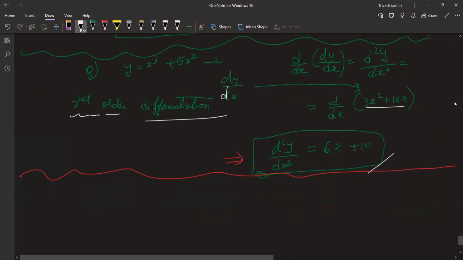Okay, so basically we will start integration tomorrow. I think tomorrow we can finish integration. Not much of integration, because integration will be used in work, power, energy.